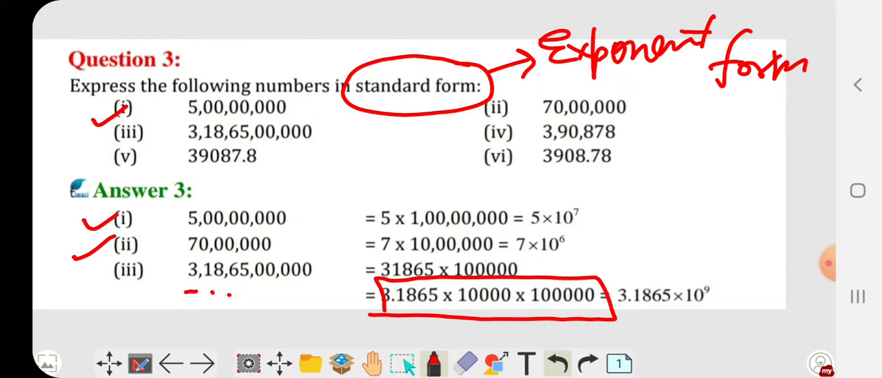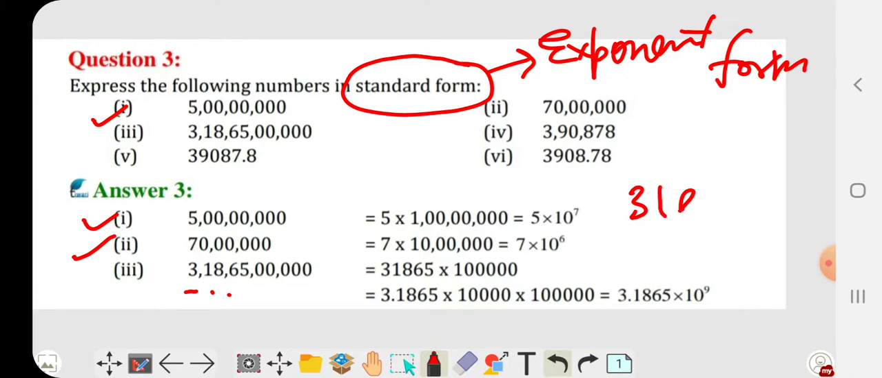Just look here. What we have to do, we have to put a decimal, because it is the rule to write in exponent form. There should be a decimal, and before the decimal there should be only one number. You can't write many numbers together like 31865. This is not the standard form. If you want to write any number in standard form, there should be only one number.